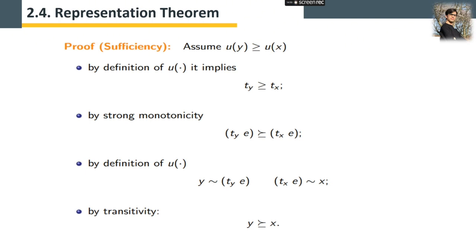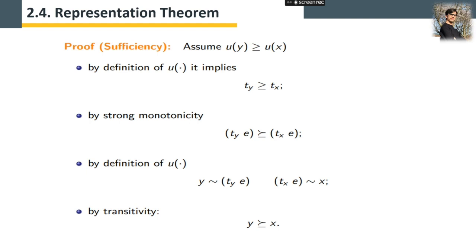By the definition of the utility function in this slide, u(x) is equal to t(x), and u(y) is equal to t(y). Then instead of u(y), we can simply write t(y), and instead of u(x), we can simply write t(x). So when u(y) is at least as much as u(x), then t(y) is at least as much as t(x). And by strong monotonicity, when we multiply t(y) with e and t(x) with e, we change them to bundles of commodities. And by strong monotonicity, we say that more is better.